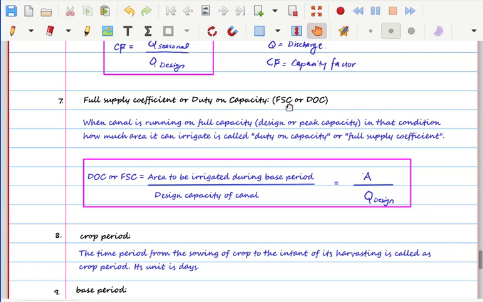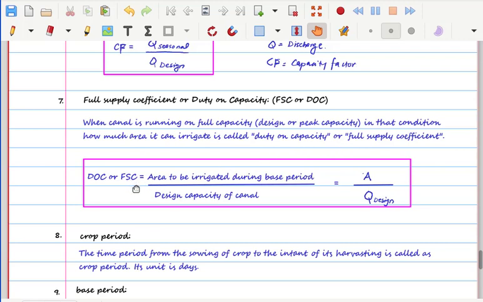Full supply coefficient or duty on capacity. What is duty on capacity? When a canal is running on full capacity, like we have designed some canal on the basis of its peak capacity or maximum requirement, if that canal is running on its full capacity, its design capacity or peak capacity, in that condition, how much area can it irrigate? That area is known as duty on capacity or full supply coefficient.